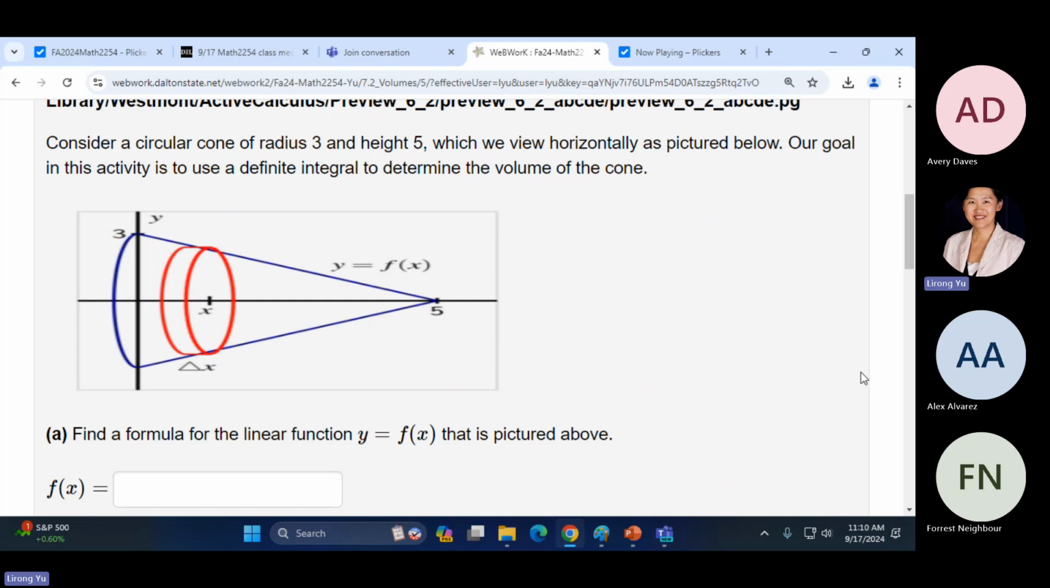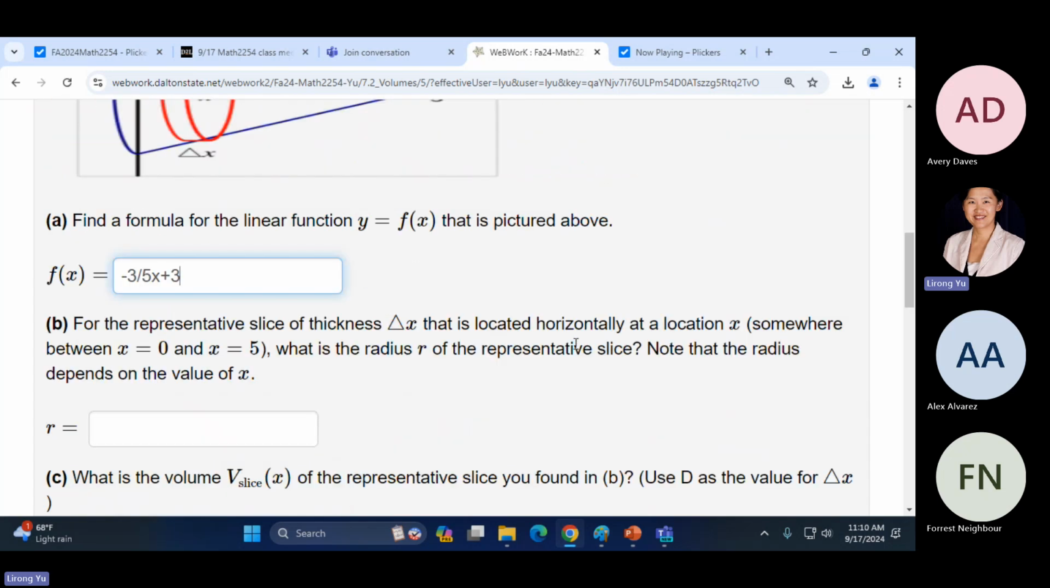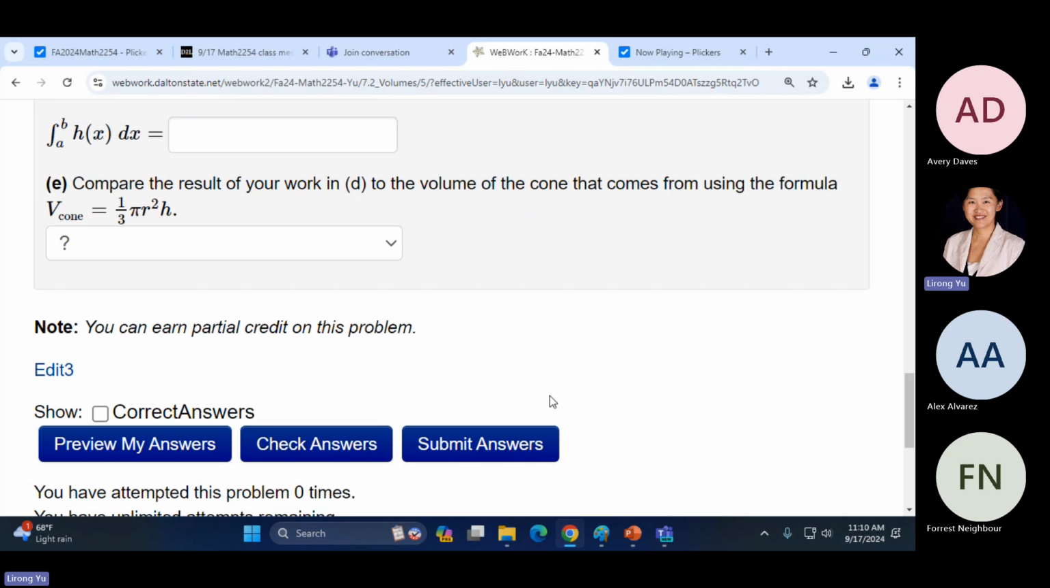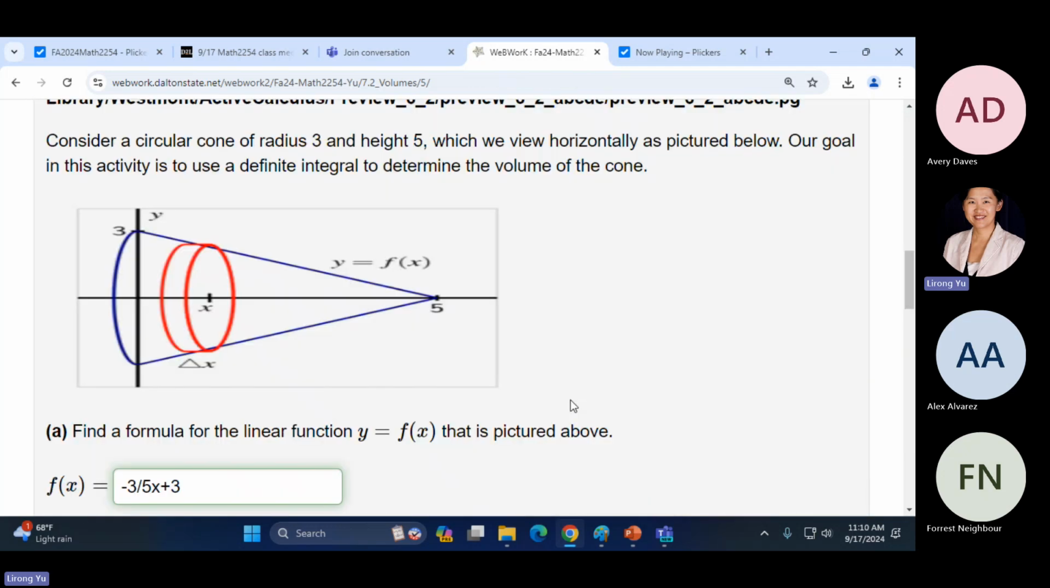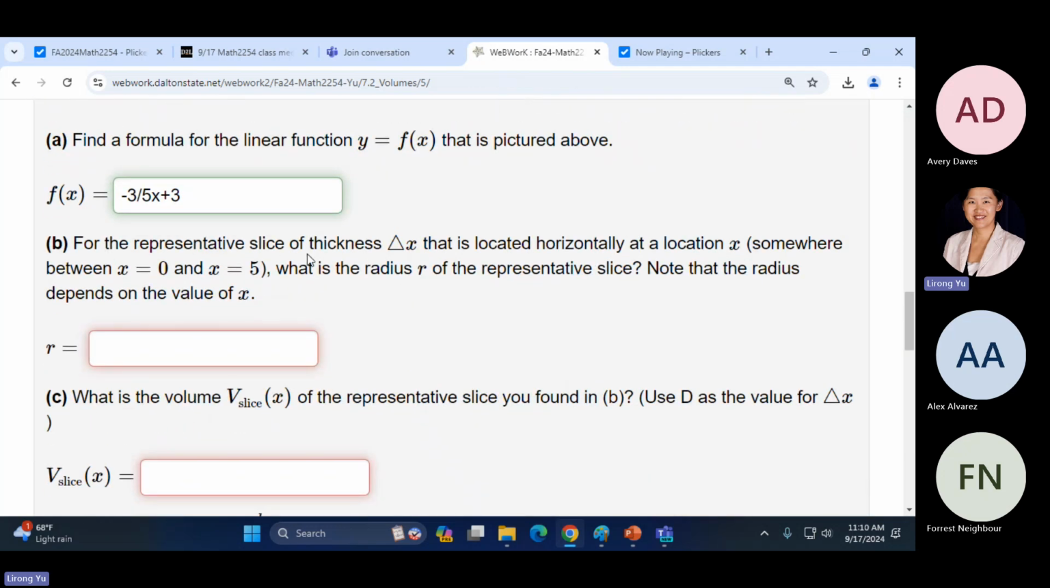It looks like it was 3 here and 5 there, a descending line, so the slope is -3/5, right? And we have a y-intercept at 3. So we can quickly write the equation out: the slope, which is the direction, is -3/5 times x, and the y-intercept is at 3. So the first question we can quickly answer. And then the second question is to find the representative slice of thickness delta x located horizontally at location x.